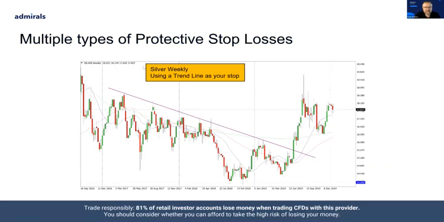This is another type of technical protective stop loss here. This was on silver on the weekly chart, all right? And all I'm doing here is using a trend line as your stop. In this particular case, silver was in a downtrend, waving its way down until it hit this double bottom, and then it put in this lower high.